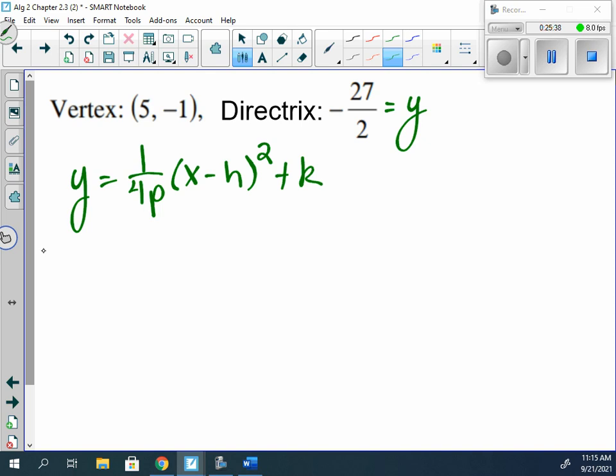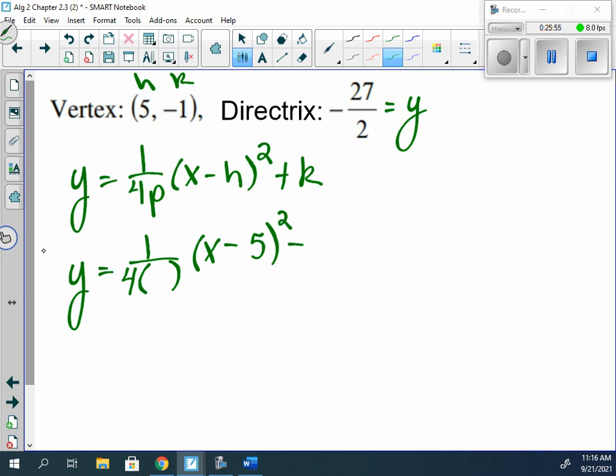Now the vertex is still our h comma k, yes? So y equals 1 over 4p, well, we still don't know what p is yet, but we know that h is 5 and k is negative 1. Plug that in. Since I know what h and k are, they gave it to me in the vertex, might as well just plug it in.